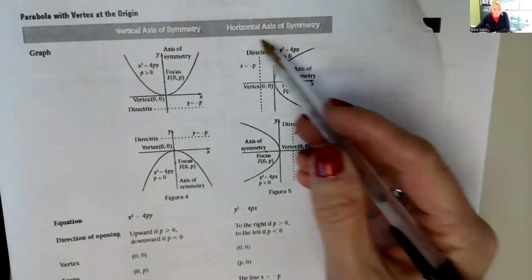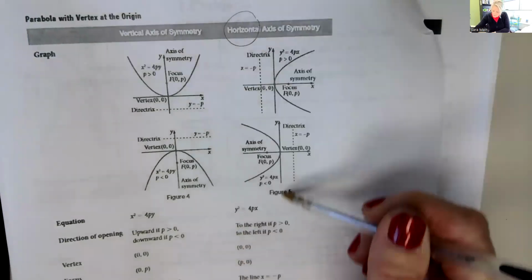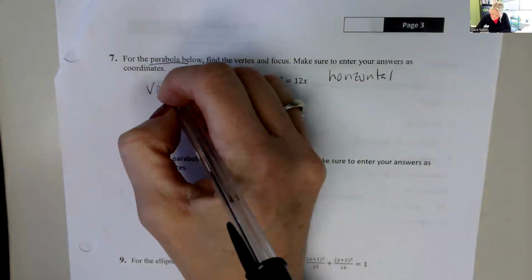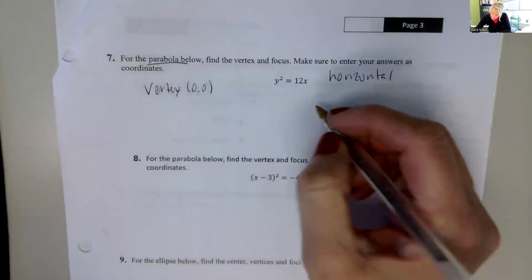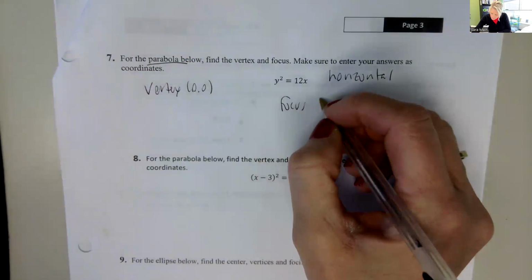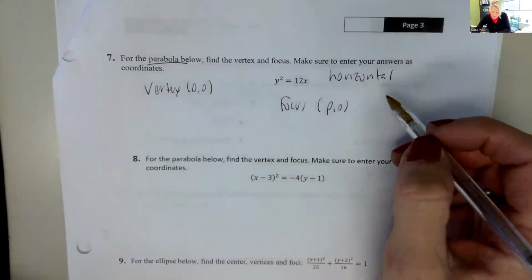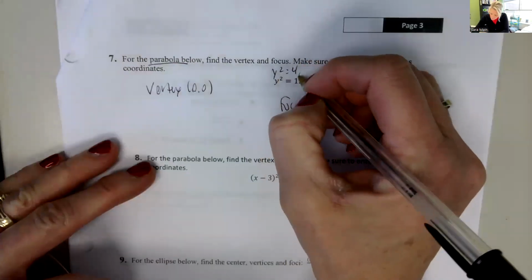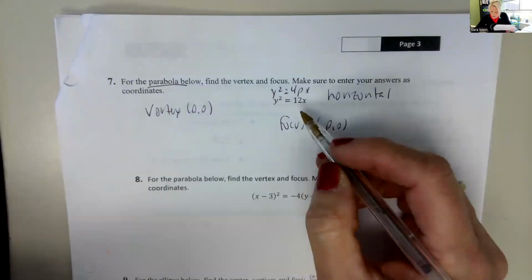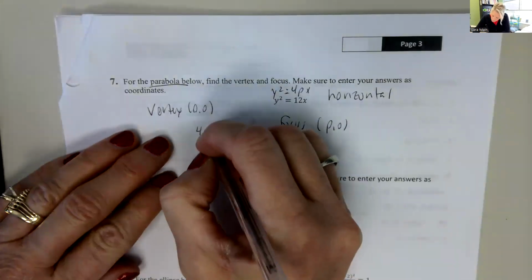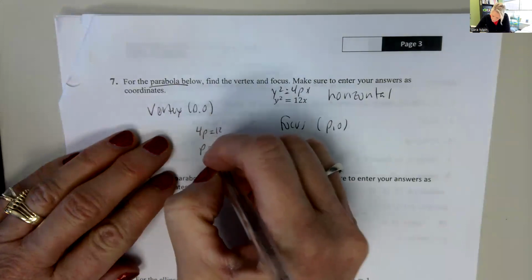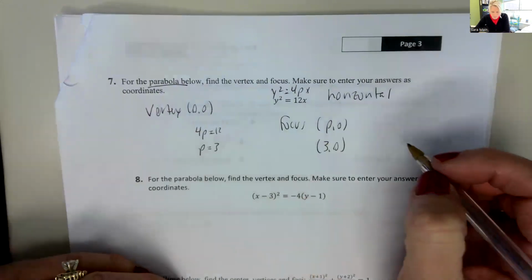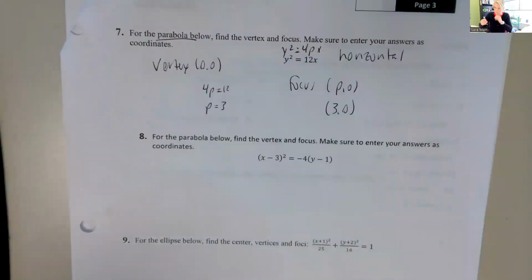I'm going to be following all the directions for horizontal up here. My vertex is at 0, 0, and my focus is at p, 0. I know from the base formula that y squared equals 4px. So 4p equals 12. If I divide by 4, I can find out that p equals 3. So my focus is at 3, 0. Make sure that you write them in coordinate form.